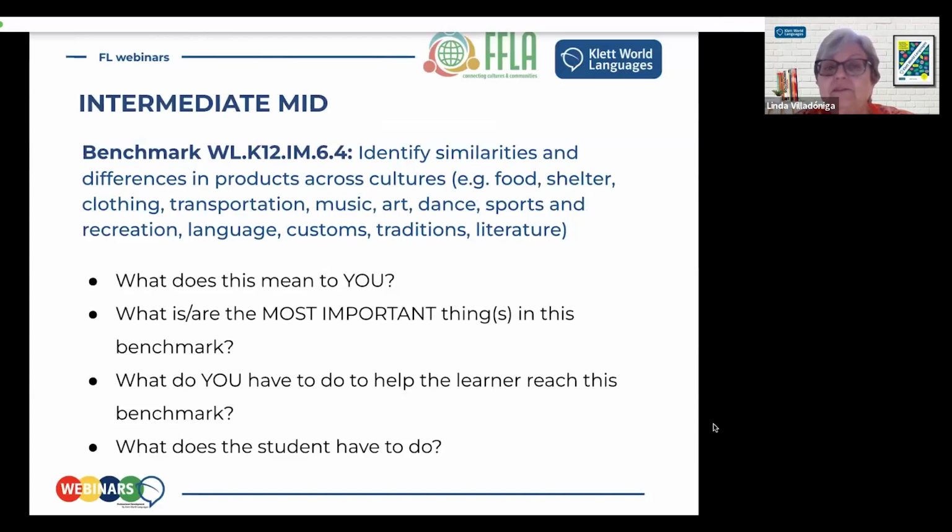Identify similarities and differences in products across cultures: food, shelter, clothing. This one is very easy, I think, because we can have charts and all kinds of things going. You can find pictures of just about everything. It's interesting to do a food unit, kind of a world food unit, because there are many things that cross the lines of culture.